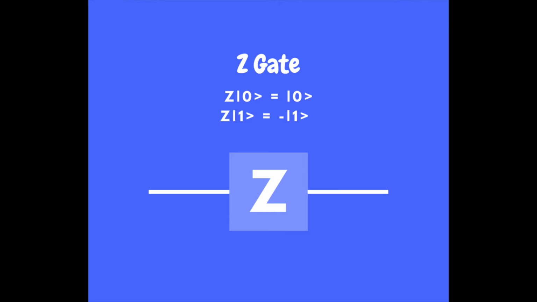The Z gate operates as a phase gate and allows you to change the input. It is not comparable to anything classical. It changes ket 0 to still ket 0, and it changes ket 1 to negative ket 1.